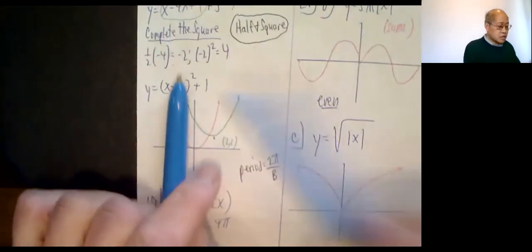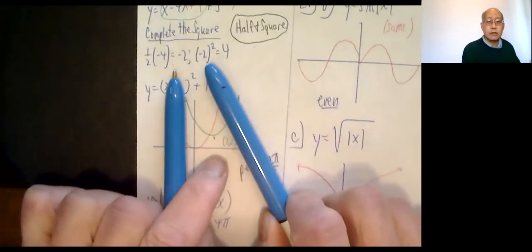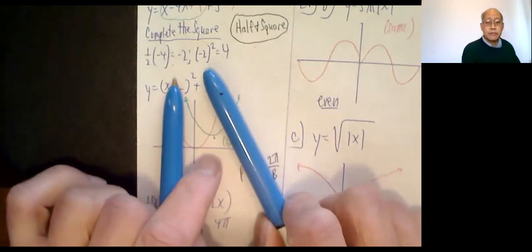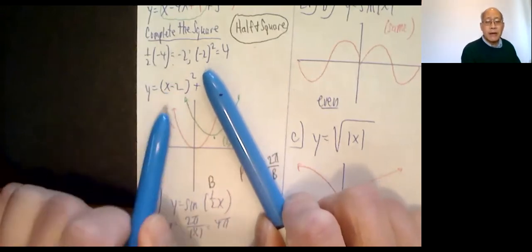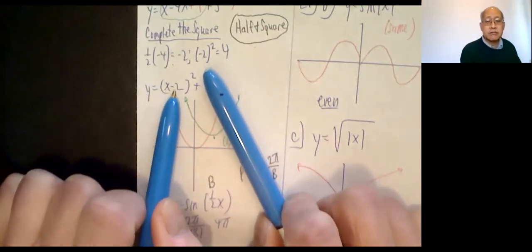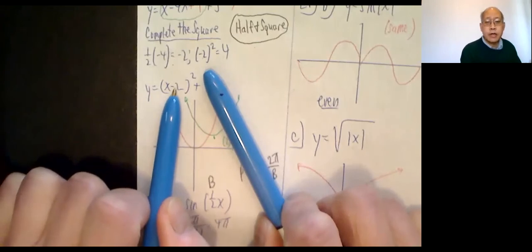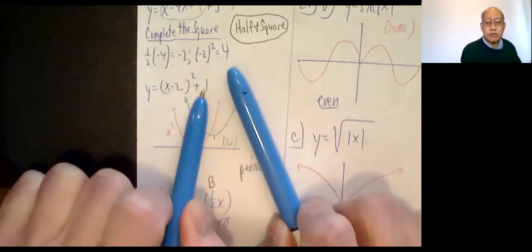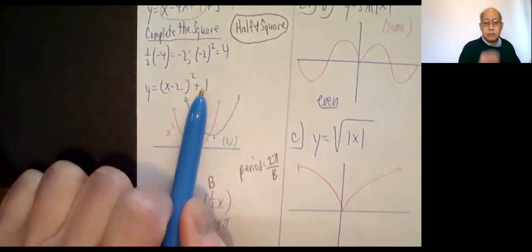So my base function, my basic function is x squared. So I have my parabola, y equals x squared in red. And then think, what happens if I change x to x minus 2? That moves 2 units to the right. And what does the +1 do? Moves up 1 unit.